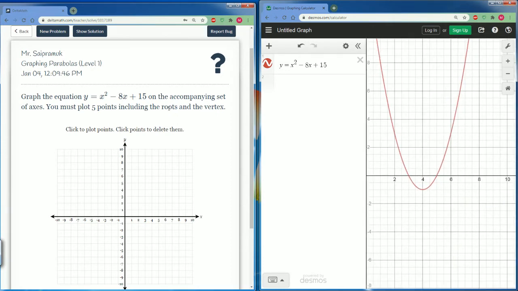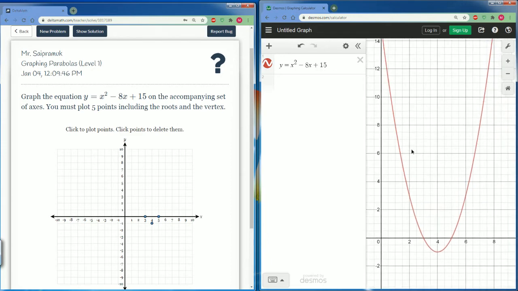So they want us to find the 5 points. So very easy. Touch where the graph curves or turns, which is the vertex, which is 4 comma negative 1. Then I would select the 2 points here on either side of the vertex. So the first one would be 4, negative 1. Then the others are 5, 0 and 3, 0.